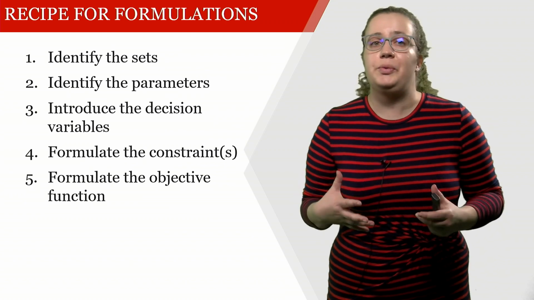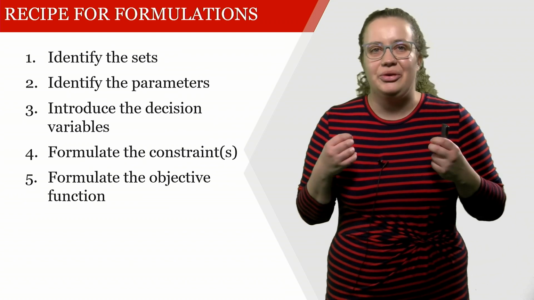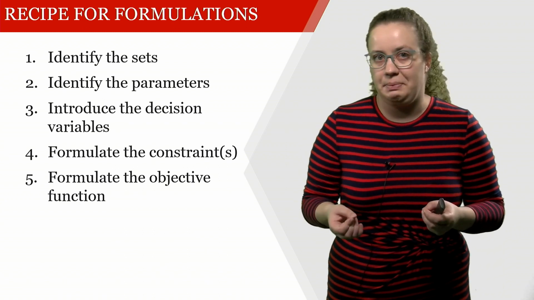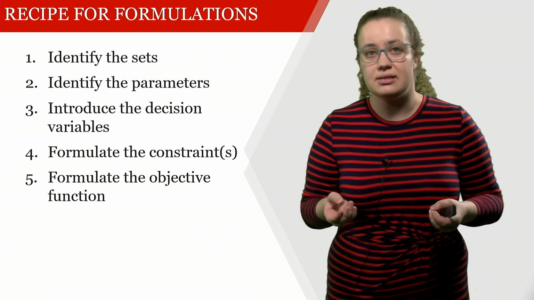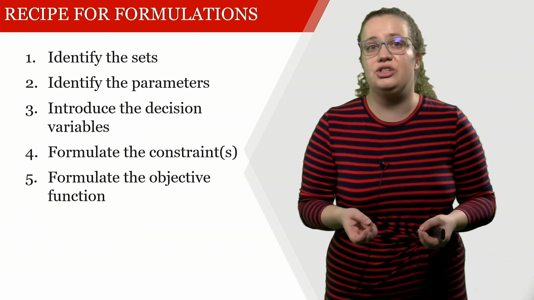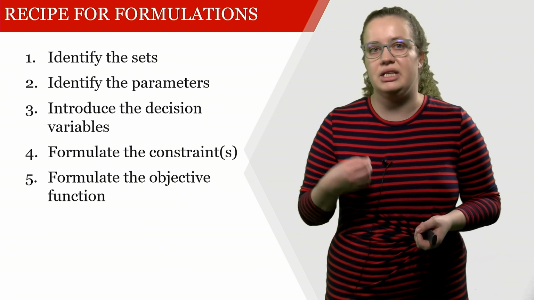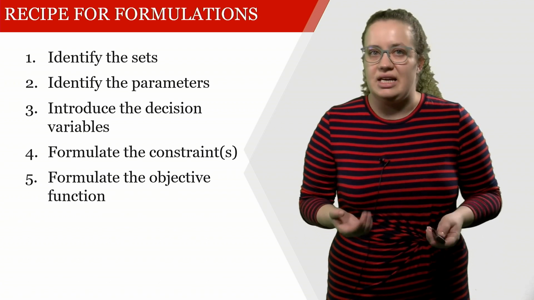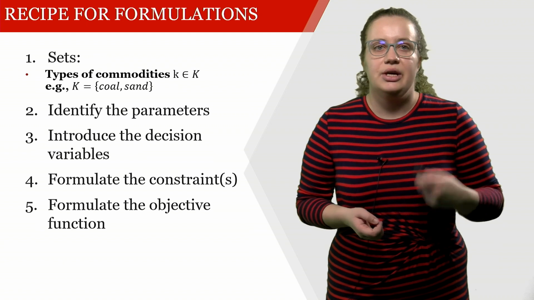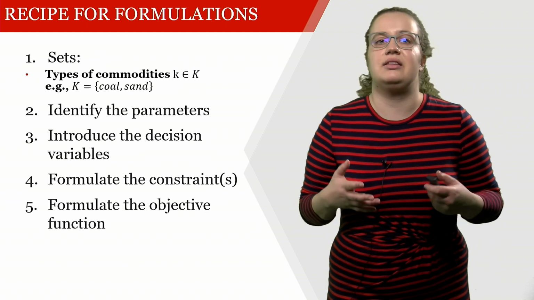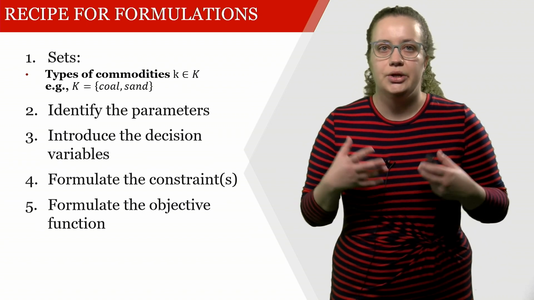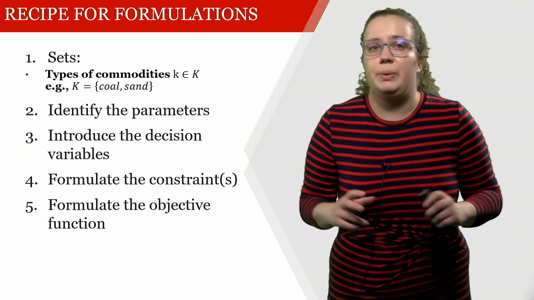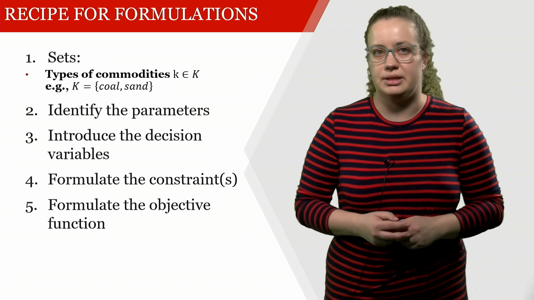So, how are we tackling this? If we want to have a linear program, we're always following this recipe. We first identify the sets, then the parameters, then the decision variables, then we formulate the constraints, and then we formulate the objective function. So let's look into what a set is in this particular sense. Here, a set is the type of commodities. So in this case, K could be coal and sand, but in theory, we could also ship a third commodity.